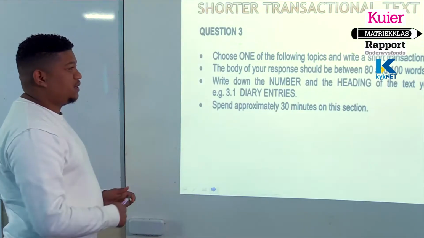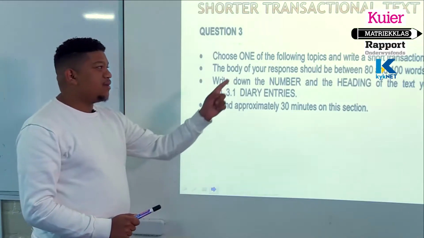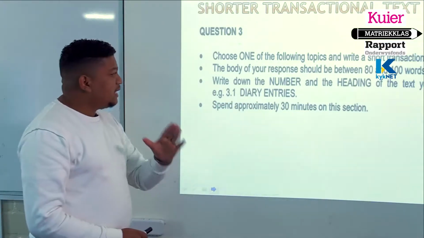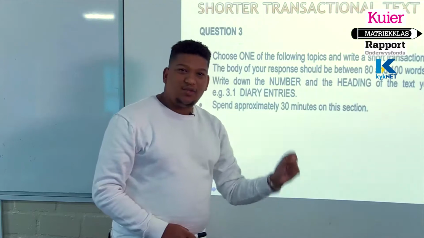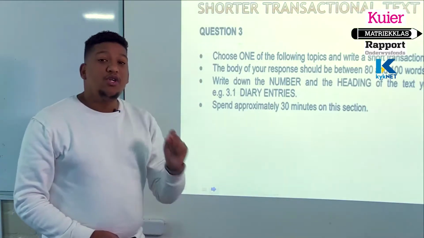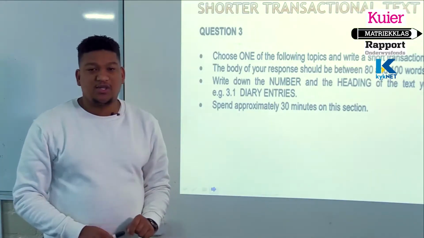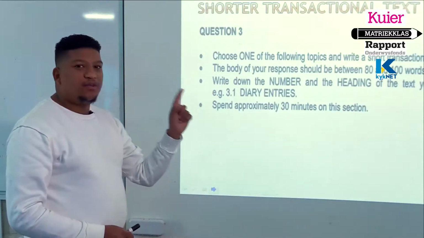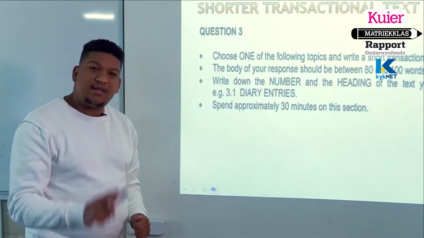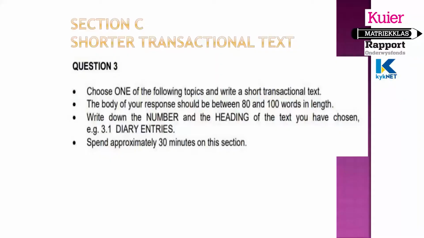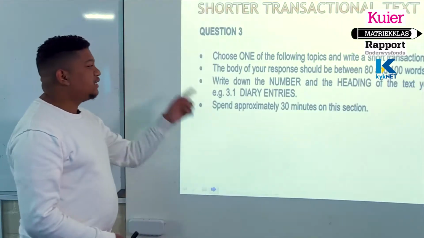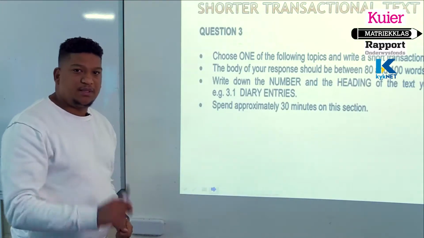The body of your response should be between 80 and 100 words. And here you need to focus on these 80 to 100 words, not more and not less. Answer your question sticking to the word count. That is why planning is important. Write down the number and the heading of the text you have chosen. For example, 3.1, you will see in the activity we're going to do today. 3.1 would be the diary entry. Please ensure that you read this before you attempt it.